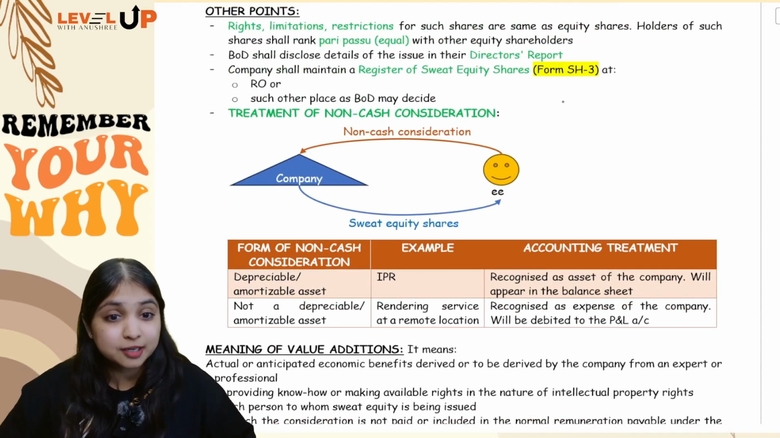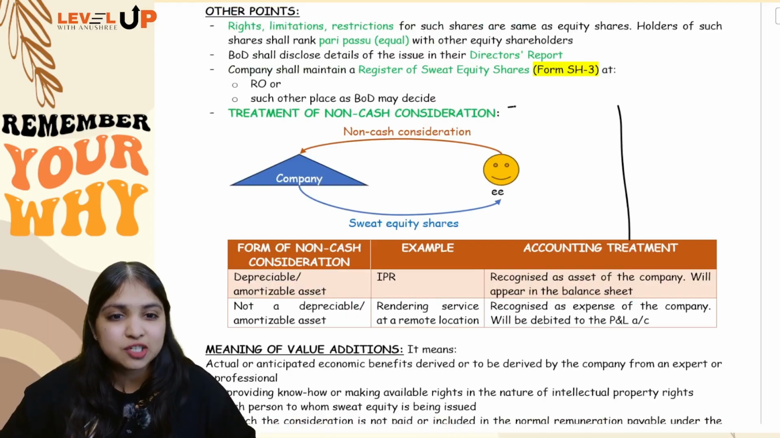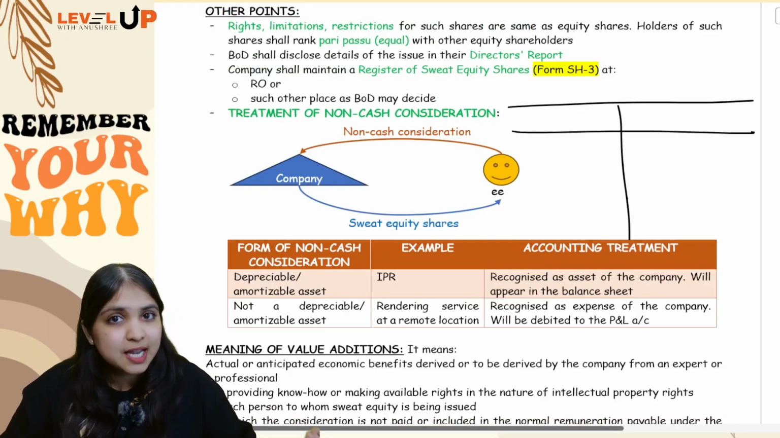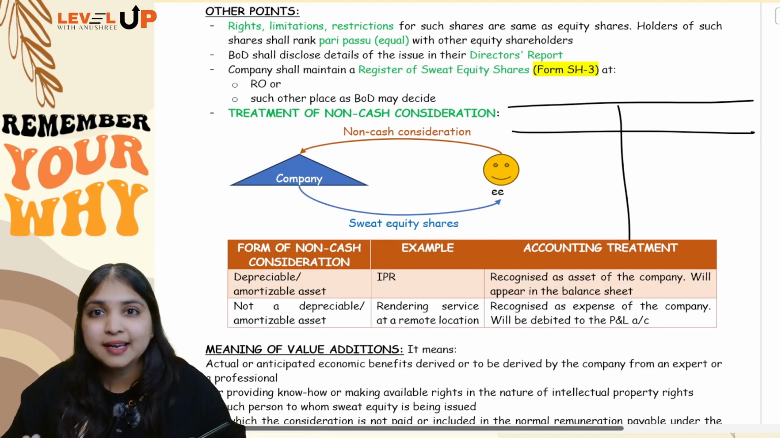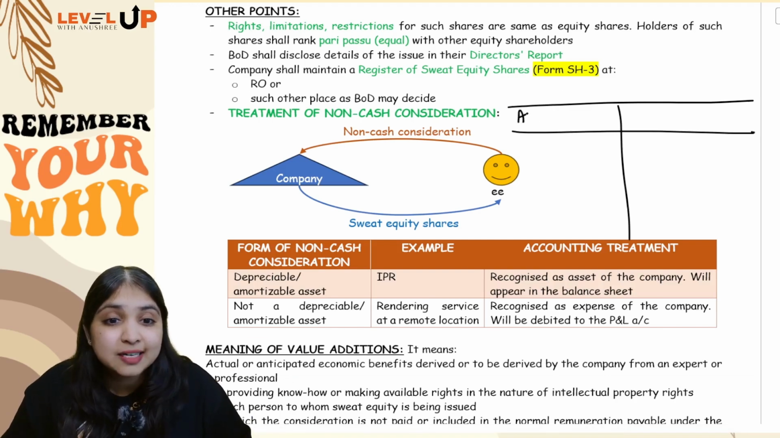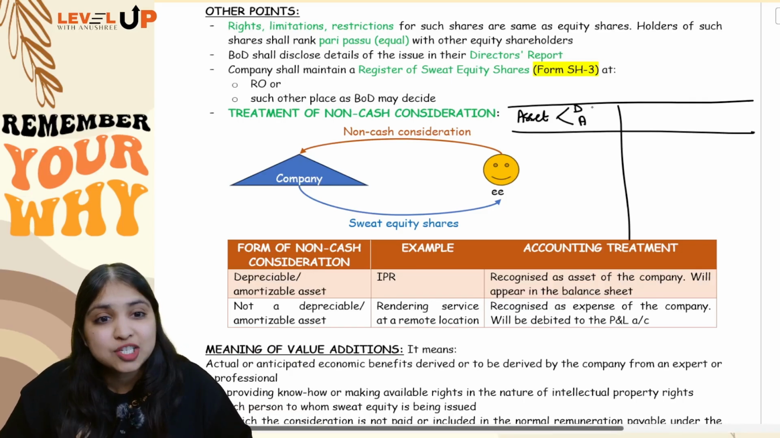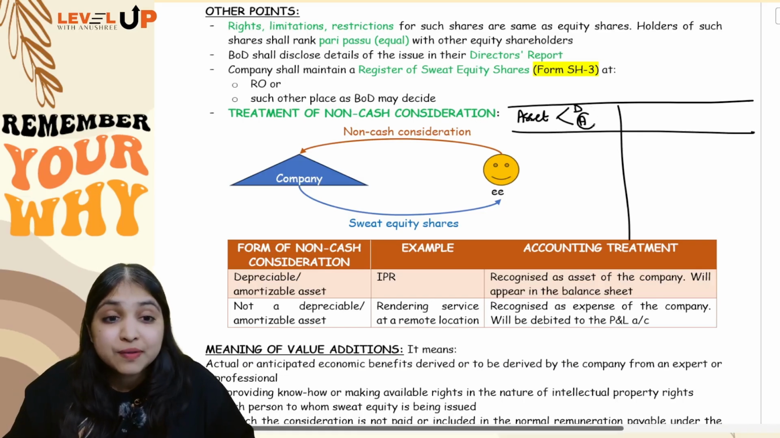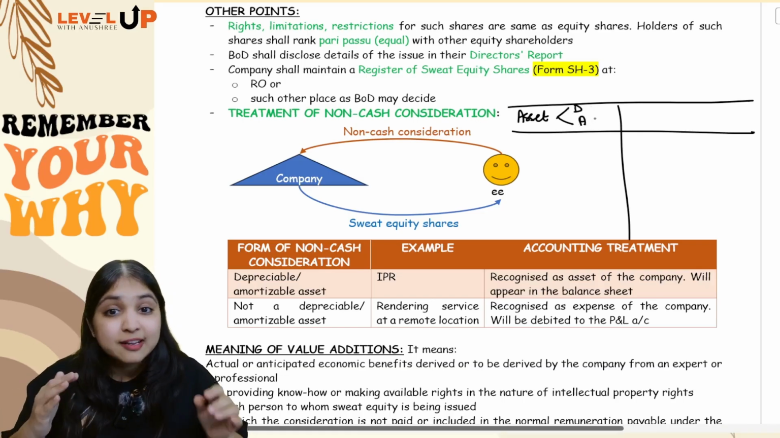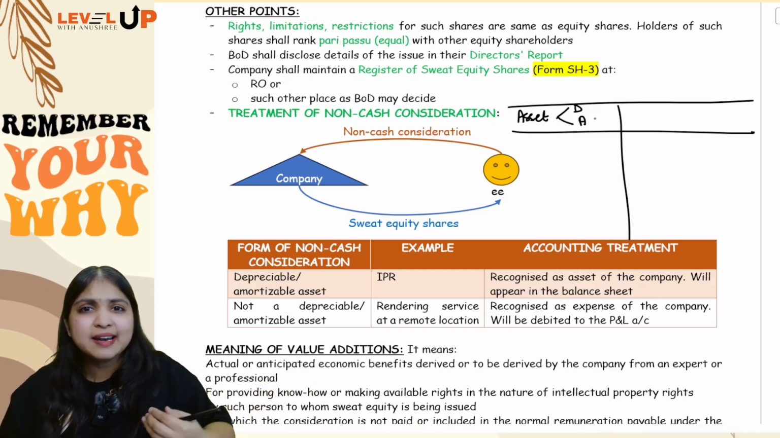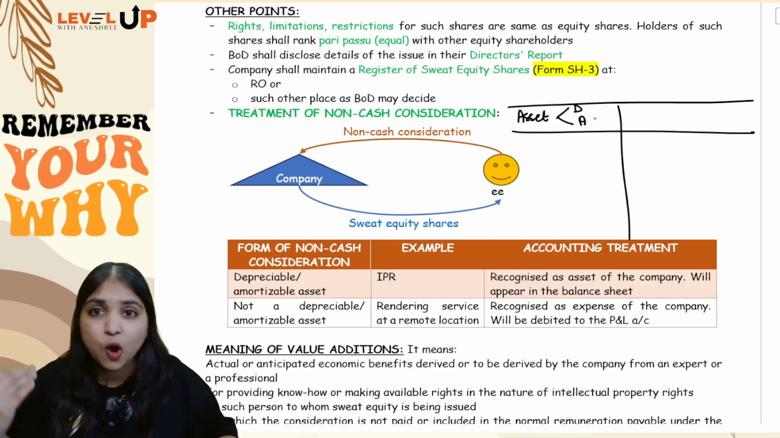This is very important. Here we had discussed that for sweat equity shares, there can be two possibilities. Possibility number one is that the company gave sweat equity shares to the employee, and in return the employee gave an asset to the company. The asset may be either a depreciable asset or an amortizable asset. We use the word depreciable for tangible assets and amortizable for intangible assets. So the first possibility is the company gives sweat equity shares to directors and employees, and in return they give an asset which is depreciable or amortizable.